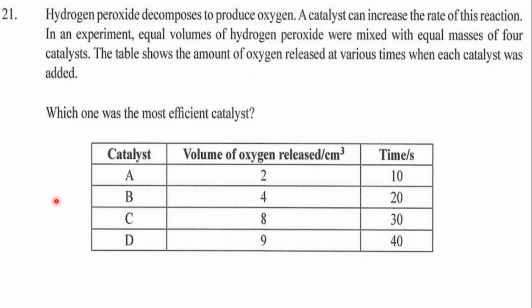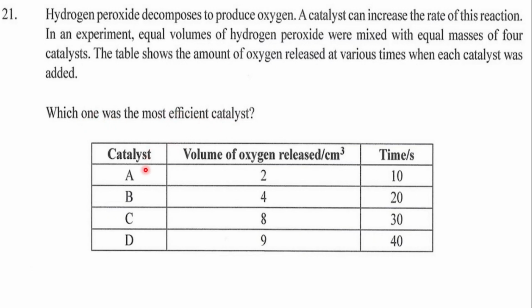Let's move on to question number 21, and it says hydrogen peroxide decomposes to produce oxygen. A catalyst can increase the rate of this reaction because a catalyst speeds up the rate of reactions. In an experiment, equal volumes of hydrogen peroxide were mixed with equal masses of 4 catalysts. The table shows the amount of oxygen released at various times when each catalyst was added. Which one of these catalysts was the most efficient catalyst?